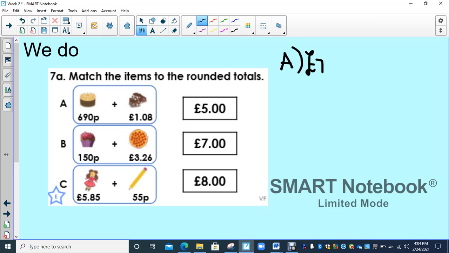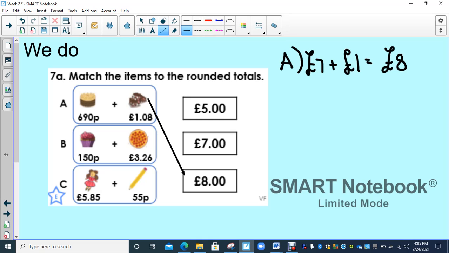rounded up to the nearest pound, and then I need to work out £1.08 rounded to the nearest pound. I will be rounding down to the nearest pound. I could picture that on a number line, I could try and plot it on a number line, and it'll be closer to £1 as opposed to £2. So I would have £7 add the £1, which is equal to, so 7 add 1 equals 8. So therefore £7 add £1 equals £8, and I will match that A to £8.